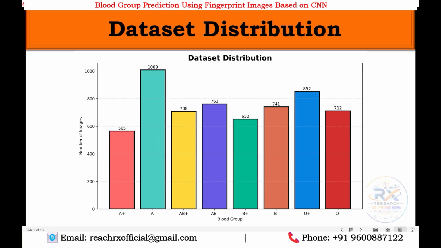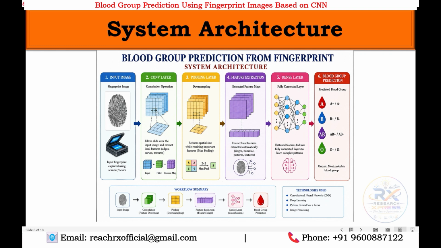Next, we have the datasets. How many datasets? We have 10,000 plus images. We have to segregate the datasets into A positive, A negative, AB positive, AB negative, B positive, B negative, O positive, O negative. Based on the number of images, A positive 565, A negative 1009, AB positive 708, AB negative 761, B positive 652 images. Likewise, we have collected the dataset in this project. Next, the system architecture, how it will work.